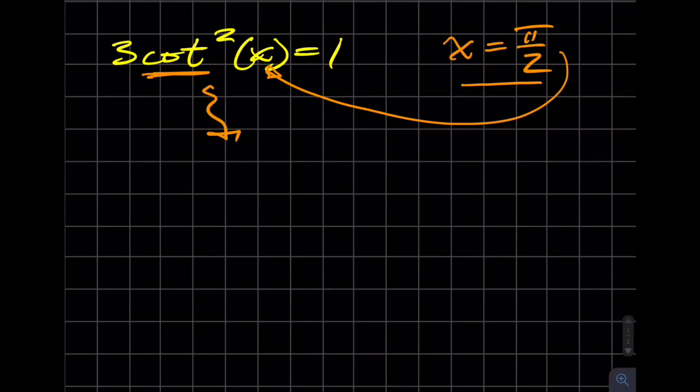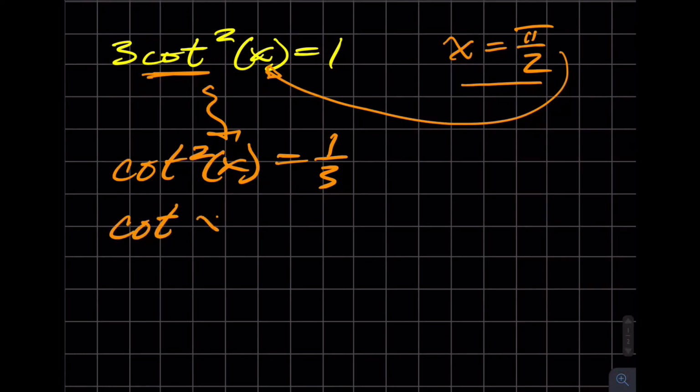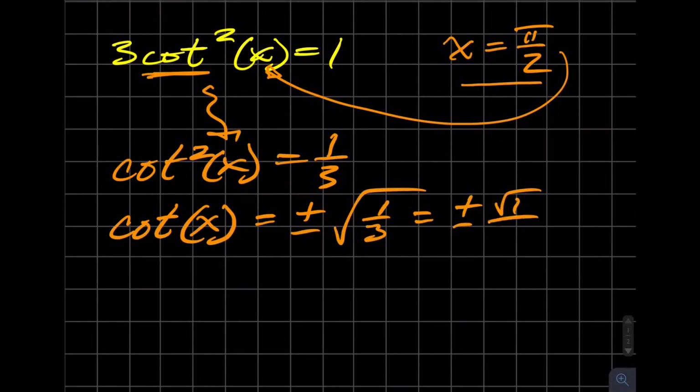So here's the little bit of work that I would do. I would divide both sides by 3 so that I would have cotangent squared x equals 1/3. And then I would take the square root of both sides and get cotangent of x is equal to plus or minus the square root of 1/3, which is plus or minus the square root of 1 over the square root of 3, because the square root of 1 is 1.